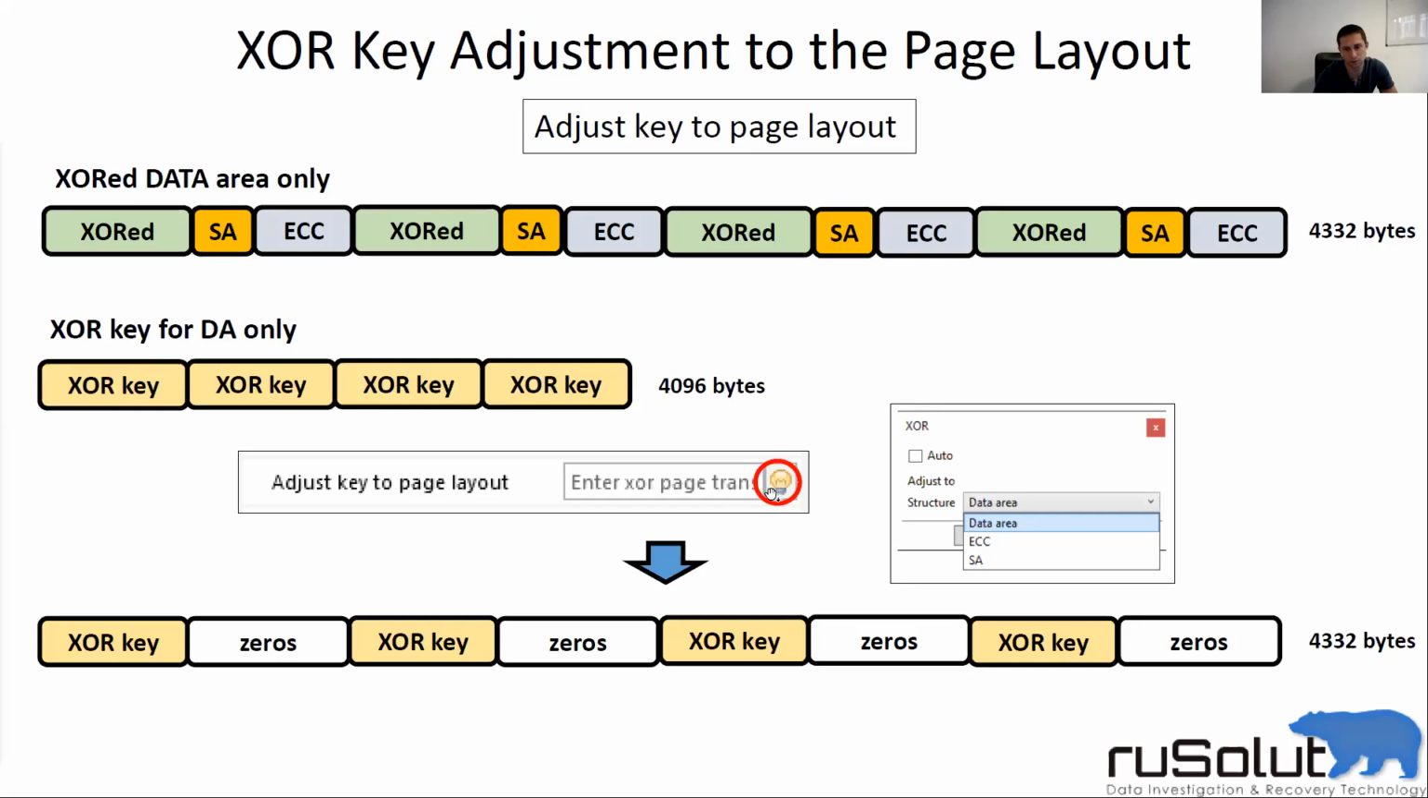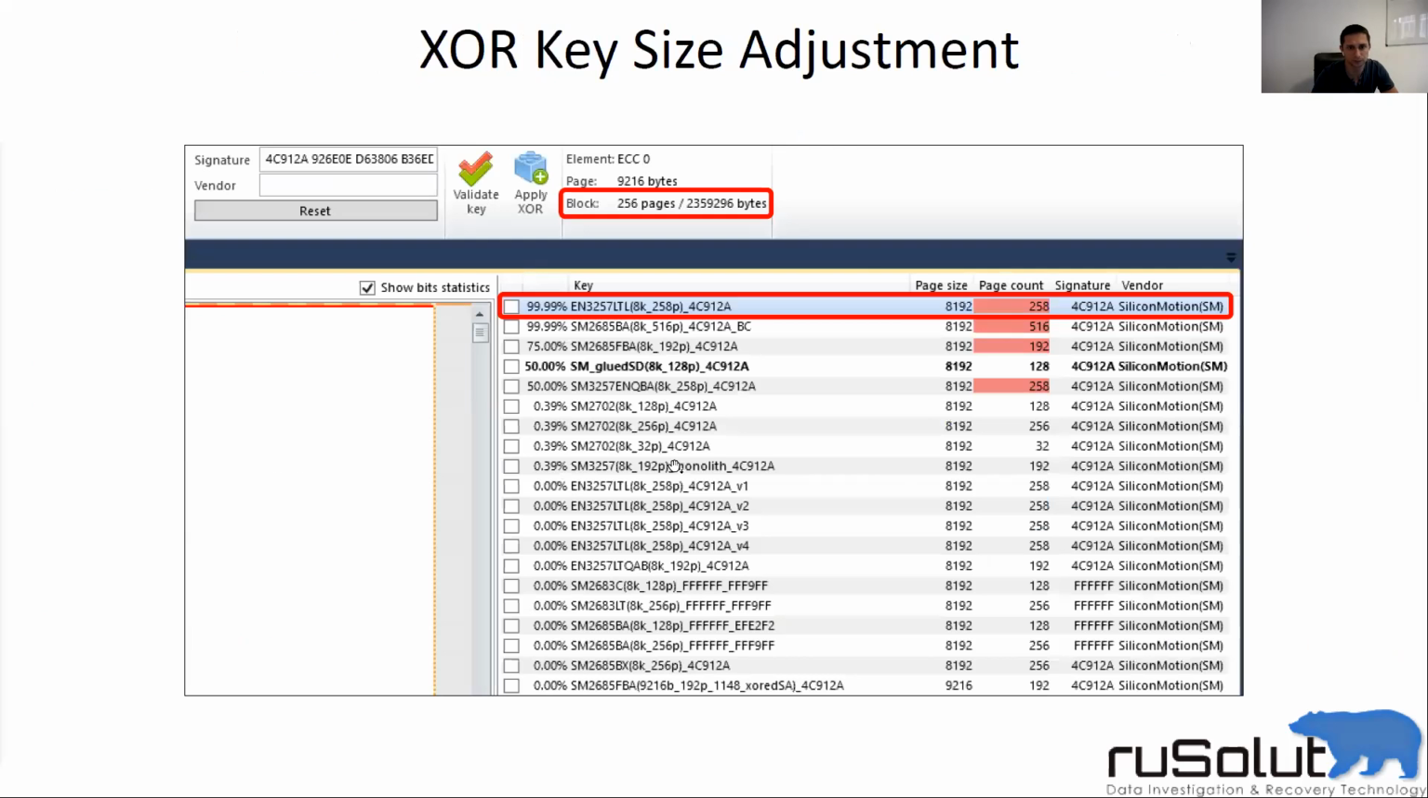We shouldn't forget about this. It's a quite typical, popular mistake of engineers. So pay attention that you clicked on that button. If you use automatic XOR key search from the database, you shouldn't worry about this. It will be checked by default. But if you do manual extraction, if you apply some external key, not from the database, or you selected it manually, then you should care about this adjustment. You should click on the button.